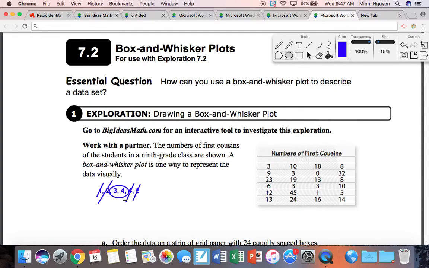So what do I got to do? All I got to do is take the average or the mean of them. So 3 plus 4 divided by 2. Add them together and divide by 2. So I have 7 divided by 2 is 3.5. So in this case, the median would be 3.5.